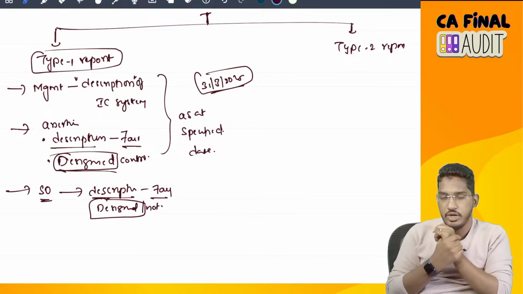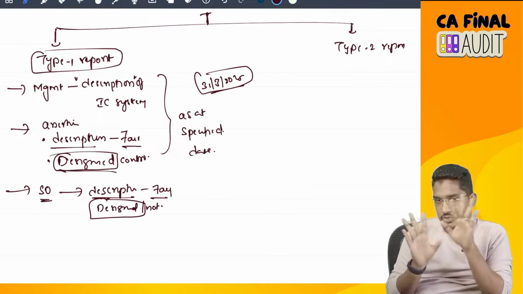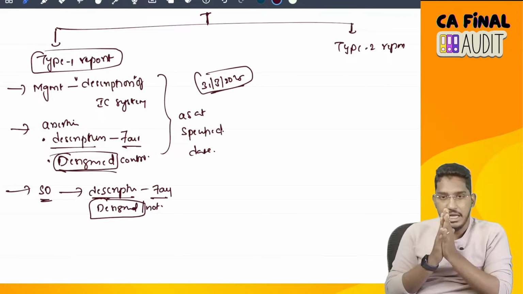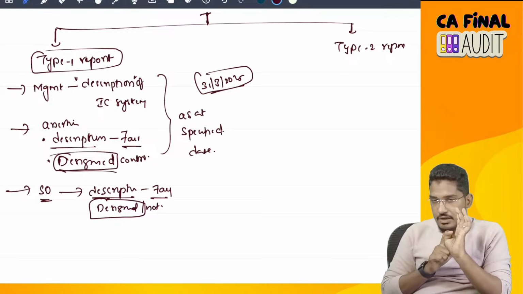If he is satisfied, he will give an unmodified opinion. If he is not satisfied, he will give a modified opinion. All that is okay, all that is common. But in the type 1 report, what will be there? Management will prepare a description of the internal control system.